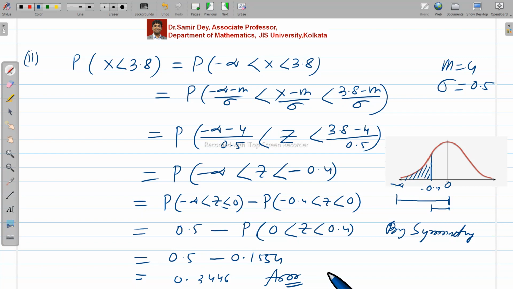Is it clear? So please remember this line is very important. Okay, this line is very important. Always, whatever the value you have in your question paper, you have to connect with that result.